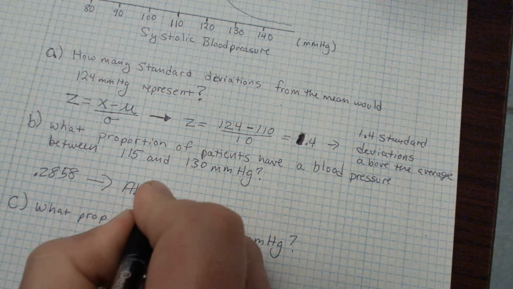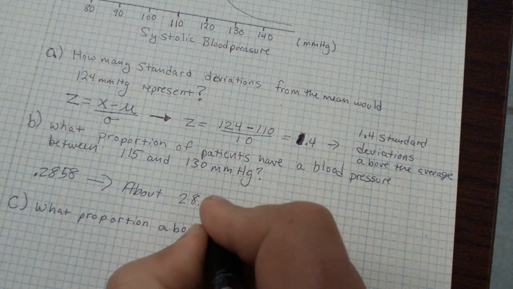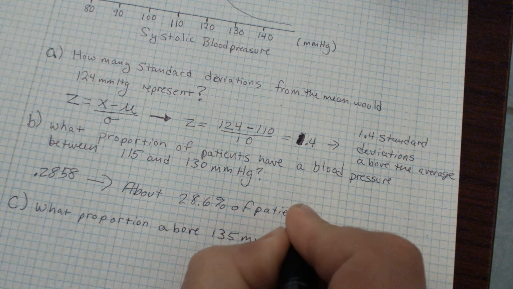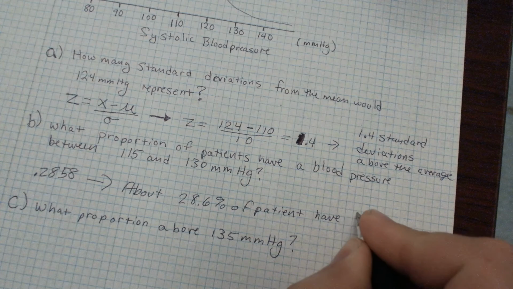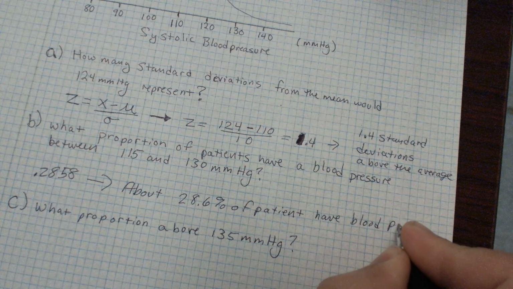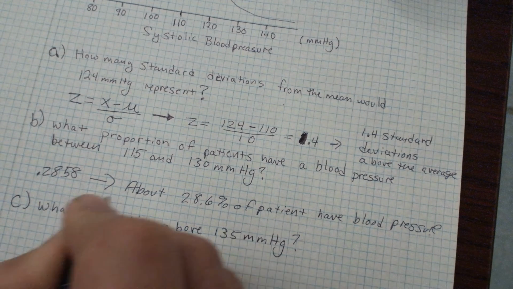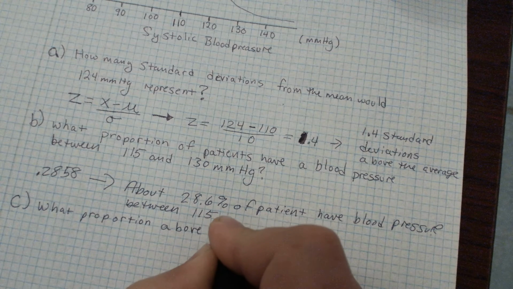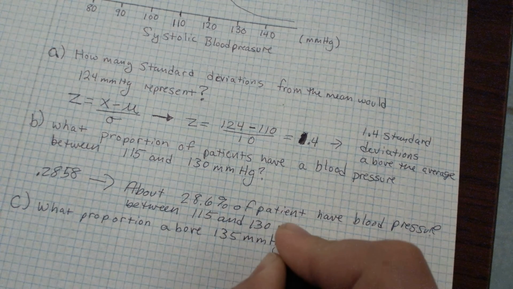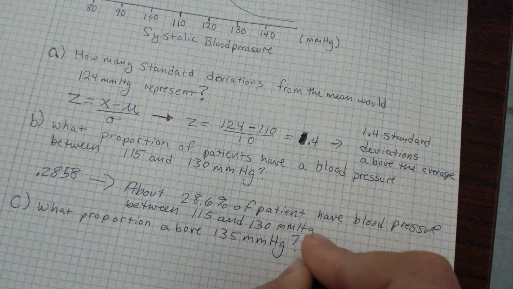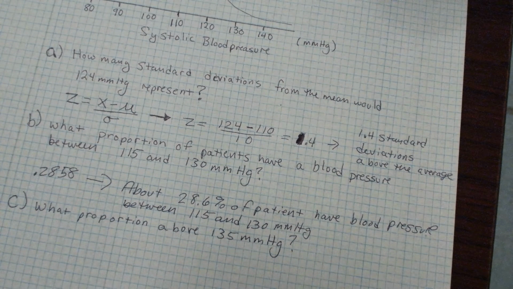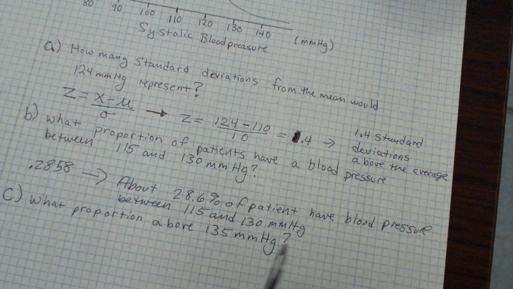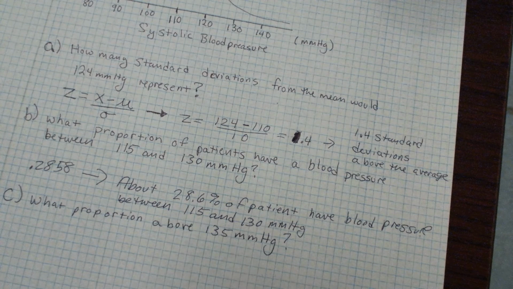About 28.6% of patients have blood pressure between 115 and 130. I know that's a pain for some of us to write out, but again, that is the expectation of what they want on the AP exam. You could, if you wanted to, create z-scores for these and use the z table that they provide, but since we have our calculator, that's perfectly acceptable.